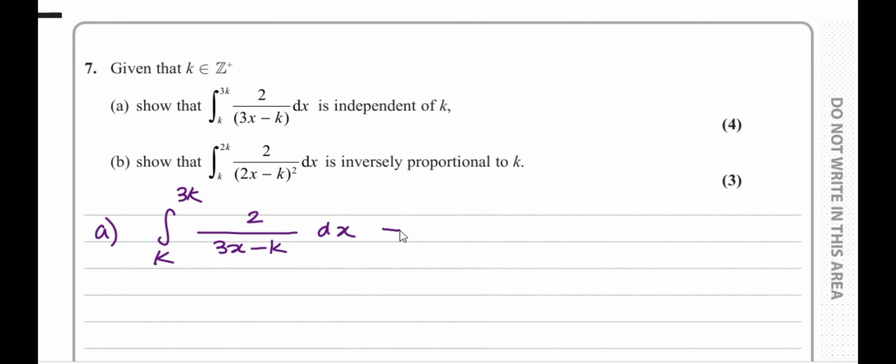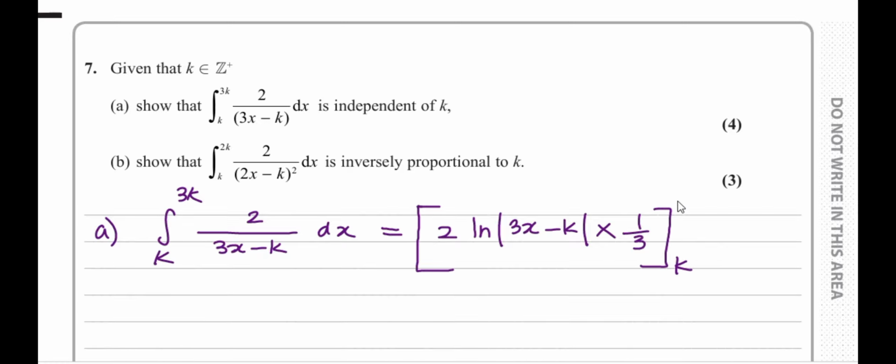Okay, so this is equal to, let's start integrating this. Put the square bracket. 2 is the coefficient, so nothing happens to it. But 3x minus k is in the denominator with the power of 1. So for integrating such expressions, we have to bring in ln. So that is ln of 3x minus k, multiplied by, now we need to also account for this 3x. When we differentiate 3x, we will be multiplying by 3. So when we do the integration, we need to do the opposite of it. So we need to put 1 over 3 and then put square bracket and put the limits k and 3k.